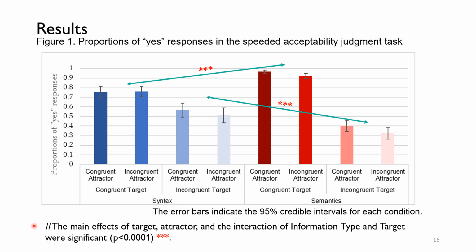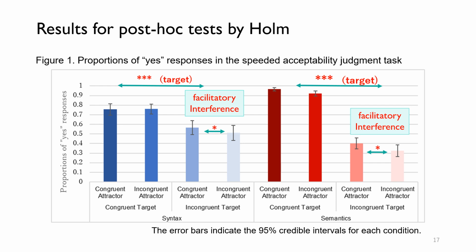And in the results, we found that the main effect of target, attractor, and the interaction between the information type and target were significant. As for the interaction between the information type and target, sentences with congruent targets were judged more acceptable in the semantic condition than in the syntactic condition, but the tendency was reversed for the incongruent targets. And in the condition where the target was incongruent, sentences with the congruent attractor were judged as more acceptable than sentences with the incongruent attractor, both in the syntactic and semantic conditions. These results indicate facilitatory interference both in the syntactic and semantic conditions.